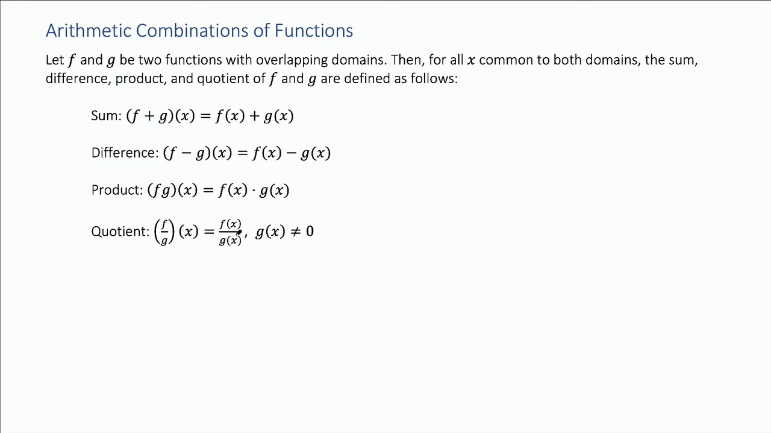The one key thing with division is to remember that you're going to actually have to cut out some values of x sometimes because we can't divide by 0. So we cannot have g of x equal to 0. So that may add an extra restriction to your domain.